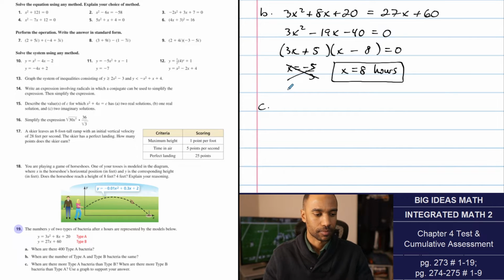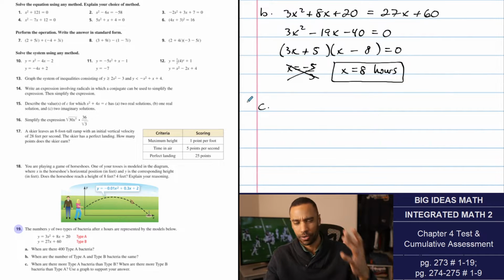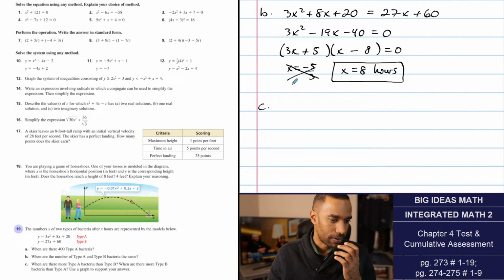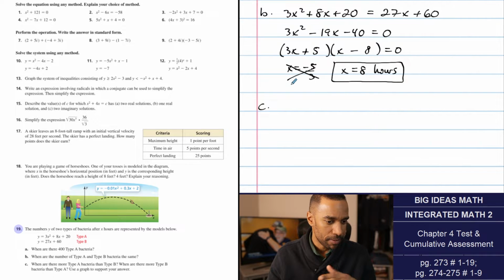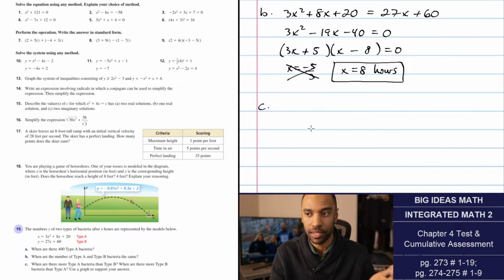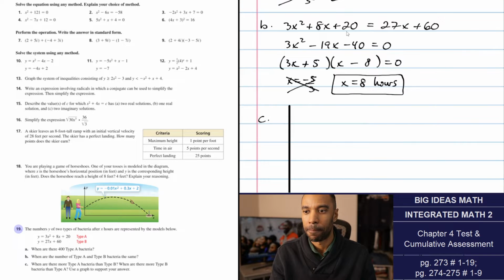Part C. Especially because of how obscure the numbers are. When are there more type A bacteria than type B? When are there more type B bacteria than type A? Use a graph to support your answer. I was going to use a graph to support my answer, not that I was going to graph, right? But this is kind of nice to look at here.